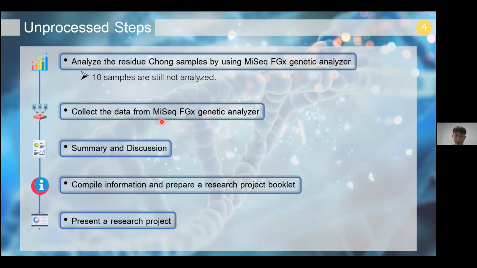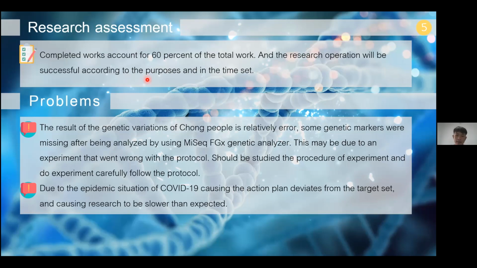Collect the data from MySeq FGX Genetic Analyzer. Summary and discussion. Compile information and prepare a research project booklet. And the last one is present a research project. Here is the research assessment. The completed works account for 60% of the total work, and the research operation will be successful according to the purposes and in its time set.